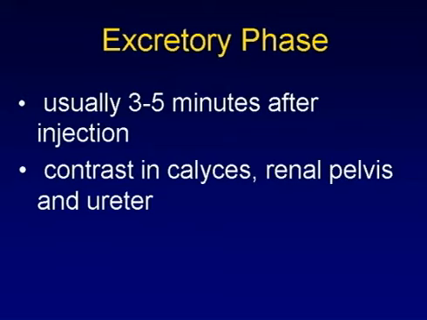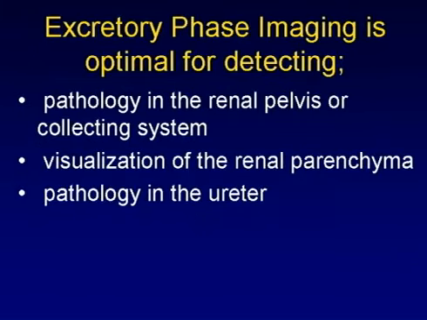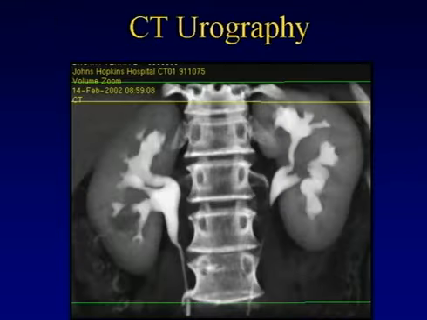Again, the literature, 3 to 5 minutes is typically excretory phase. We go at around 4 or 5 minutes. It's really the phase, of course, that's critical for looking at the renal pelvis and collecting system. You're not going to pick up small transitional cell carcinomas, of course, unless you get excretory phase imaging. It does have potential pitfalls.